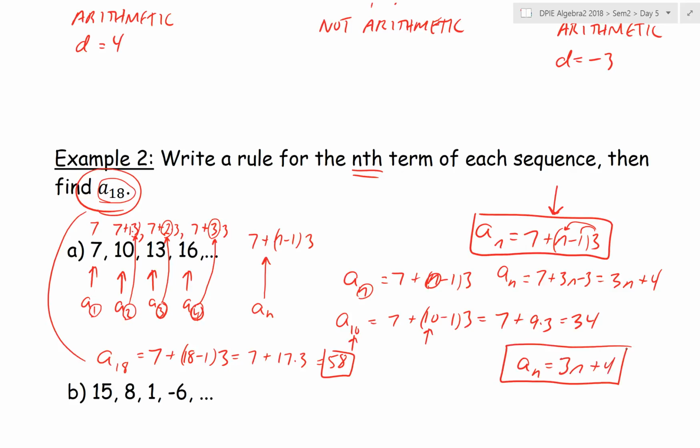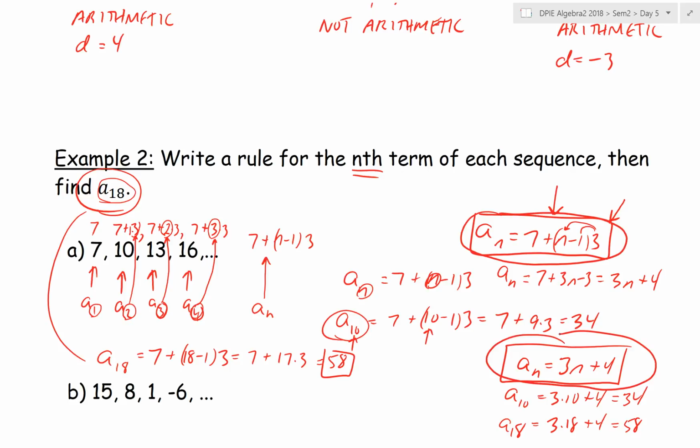So notice that we get the same answers. If I wanted to know the 10th term, we got 34 last time. Let's try it using this new simplified formula. That is 3 times 10 plus 4, so 30 plus 4, of course, is 34. We get the same answer. The 18th term, 3 times 18 is 54, plus 4 is 58. Again, the same answer we got the last time. So you can express the nth term rule either way. You can leave it in this form, or you can simplify it like this.